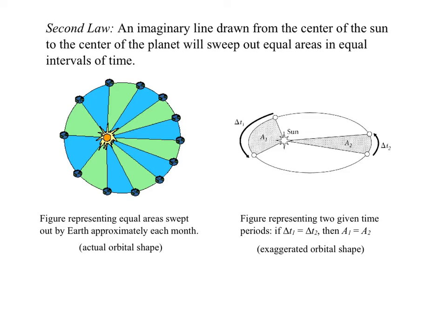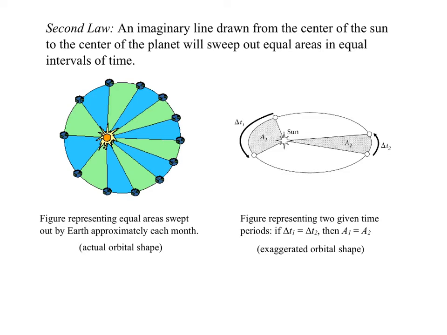Equal amounts of area are swept out in equal time intervals. So what does this mean? This means that each of the regions that you're seeing in this diagram on the left has the same area. And the line that is doing the sweeping out is the line between the planet and the actual celestial body it's orbiting. In this case, the sun.